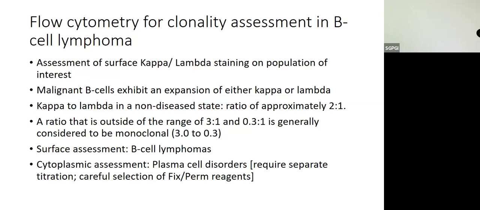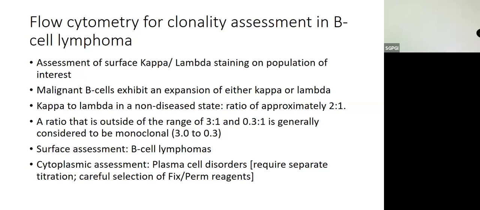For B cell lymphomas, usually you do surface assessment because these B cells express the immunoglobulin molecule on their surface. However, if you have to assess plasma cells, what is the normal job of plasma cells? They make immunoglobulin, right? They have the immunoglobulin assembly within their cytoplasm, but once they make the immunoglobulin, they usually dump it into the bone marrow sinusoid. Why? So that it can come into the circulation. So they don't express immunoglobulins on their surface. Because of that, we have to permeabilize the cell and do cytoplasmic kappa and lambda staining if we have to assess the plasma cells.